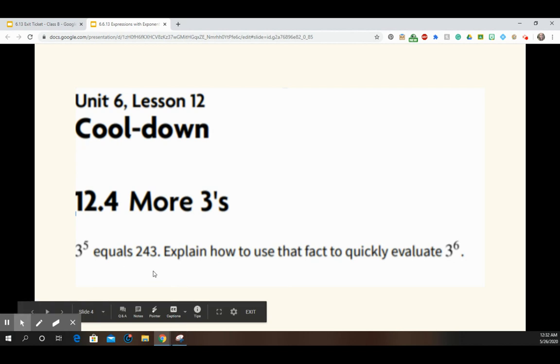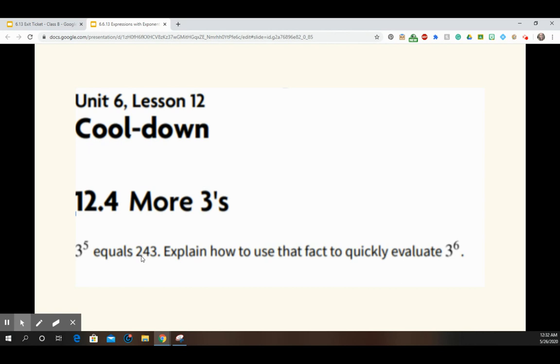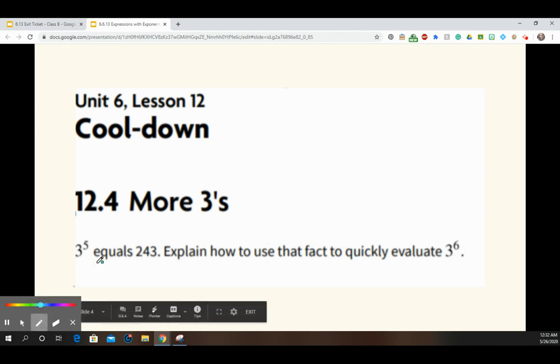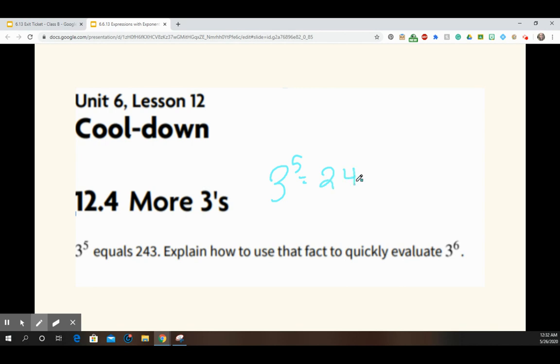Okay, so let's go over that exit ticket. It said 3 to the 5th is equal to 243. Another way of writing 3 to the 5th would be 3 times 3 times 3 times 3 times 3. 5 3's multiplied by each other. And that's equal to 243. Use this fact to show how to evaluate 3 to the 6th.